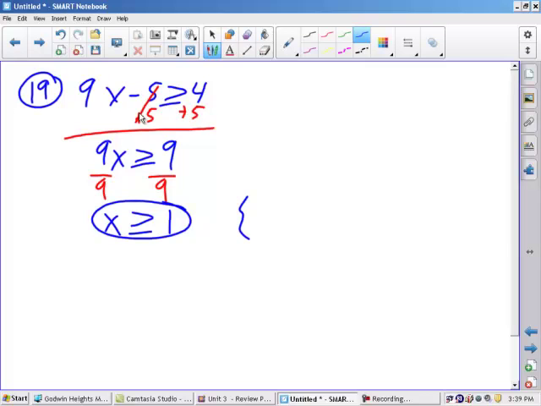First of all, you need your little bracket. Then you've got to define a variable, so we'll call it x, such that x is greater than or equal to 1. And then end your bracket. And that's how you do it in set builder notation.